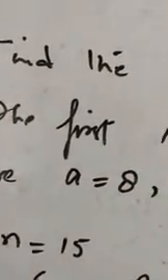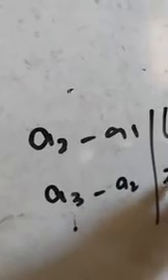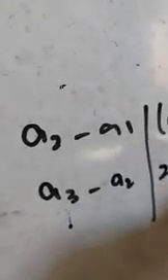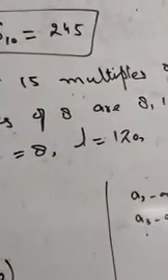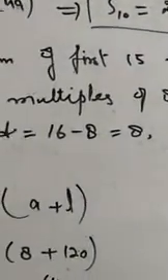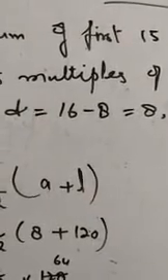So you should be here note that a equal to 8. And what is the common difference? Here is the same. You should know that a2 minus a1, a3 minus a2. That means 16 minus 8 equal to 8. 24 minus 16 equal to 8. Every time you should know that the common difference is the same, because if we take the AP, every time the difference is the same. That means the common difference.